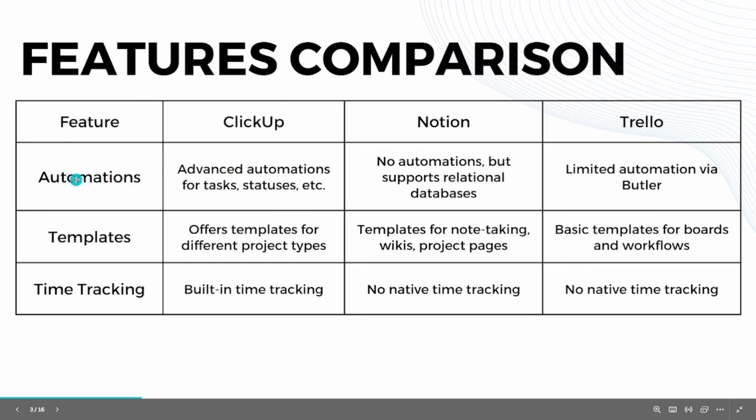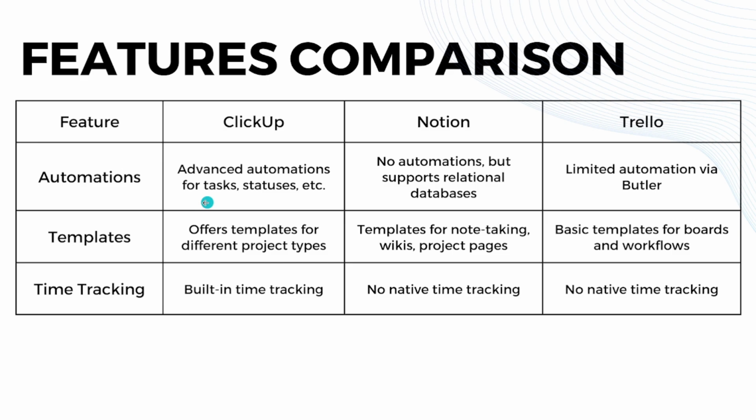And for automation, ClickUp has advanced automation for task statuses, etc. Notion has no automations but supports relational databases. And Trello's automation is limited, by Butler.